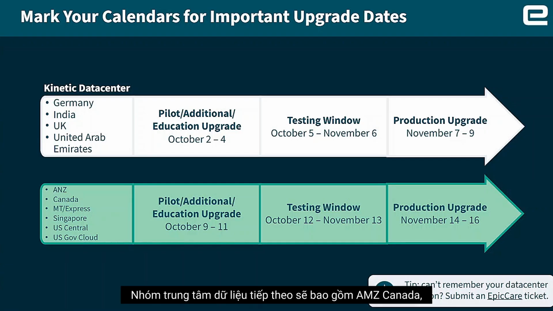The next set of data centers that will go will be ANZ, Canada, our MT and Express customers, Singapore, US Central, US GovCloud. Their pilot upgrades and additionals will be October 9th through the 11th, with your production upgrade November 14th through the 16th.